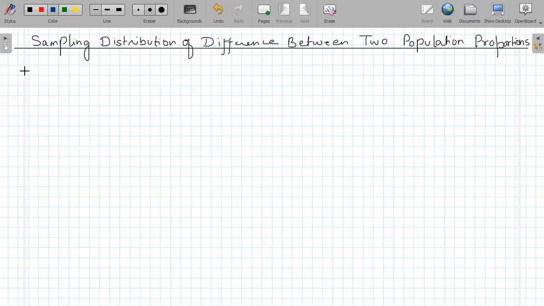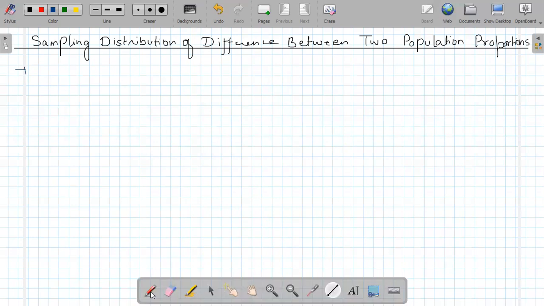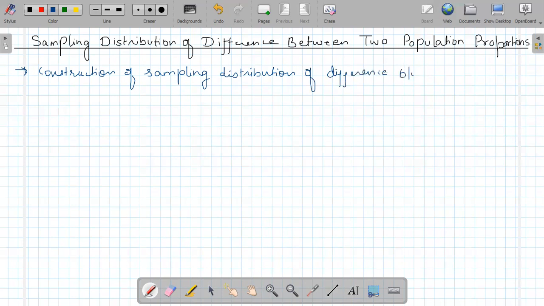So let me tell you what we are going to discuss in this lecture. First of all, we will see the construction of sampling distribution of difference between two population proportions. कैसे construct होता है ये? And next we'll see a numerical problem.